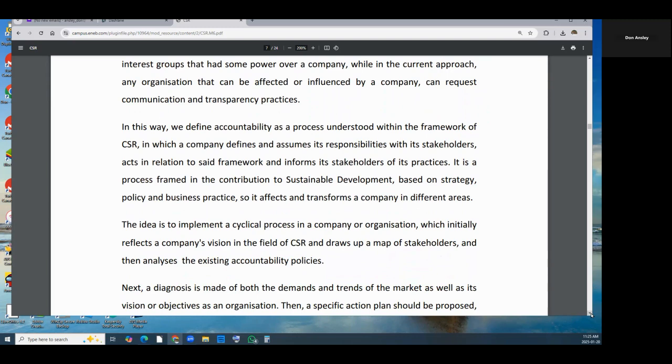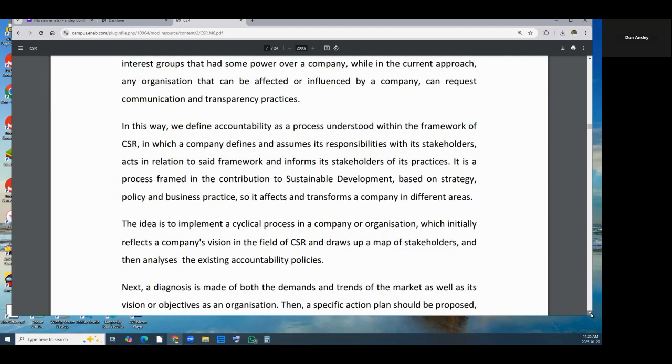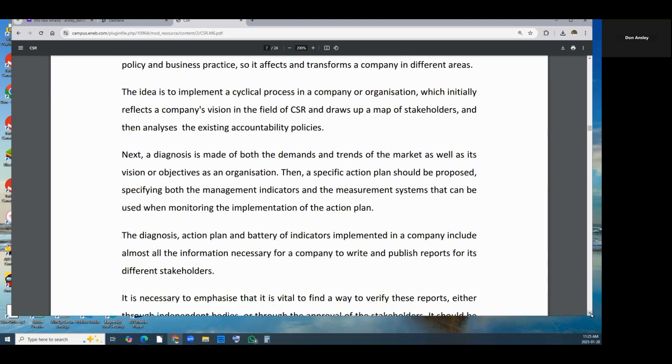The idea is to implement a cyclical process in a company or organization which initially reflects the company's vision in the field of CSR and draws a map of stakeholders and then analyzes the existing accountability policies. Next, a diagnosis is made of both the demands and trends of the market as well as the vision or objectives of the organization. Then, a specific action plan should be proposed to specify both the management indicators and measurement systems that can be used when monitoring the implementation of the action plan.